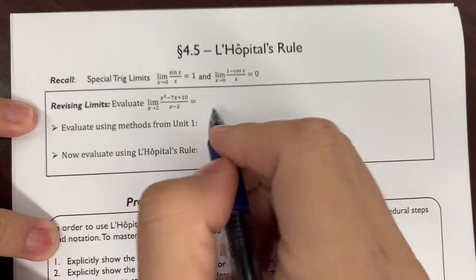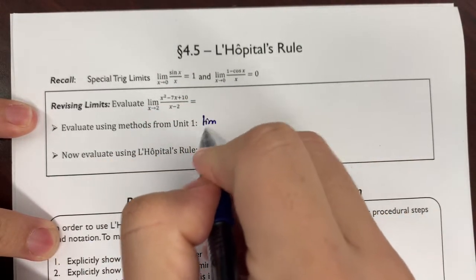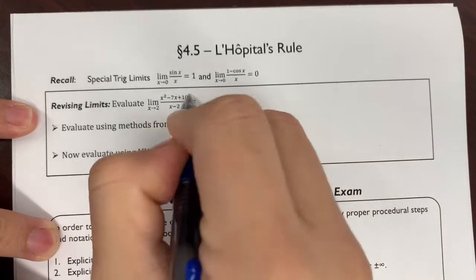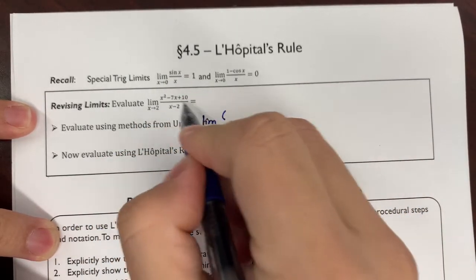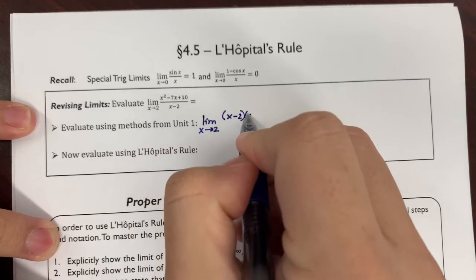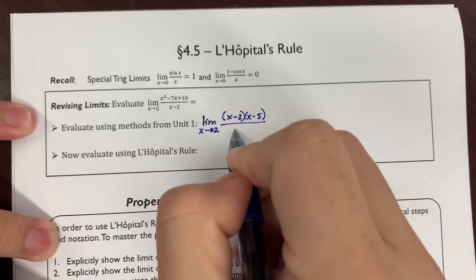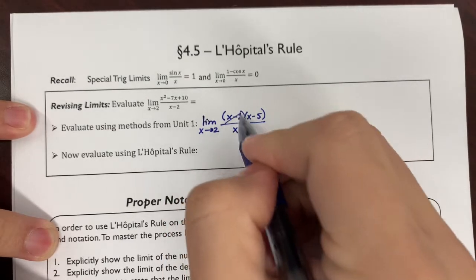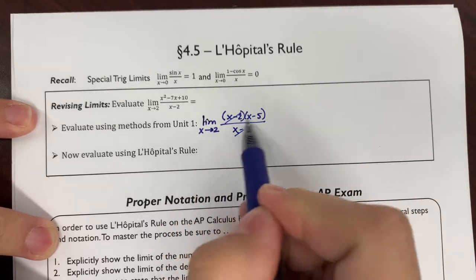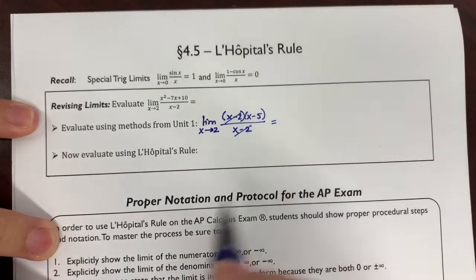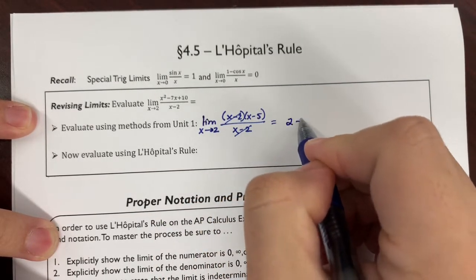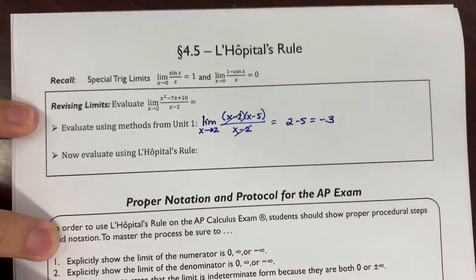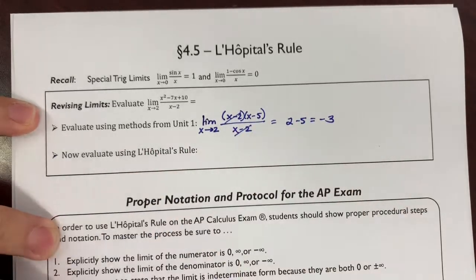You'll notice that this is something we can factor. The limit as x approaches 2, and if we factor the top into two numbers that multiply to positive 10 and add up to negative 7, we get x minus 2 and x minus 5, all divided by x minus 2. You can cancel the x minus 2's, and when you plug in 2, it's no longer indeterminate. We get 2 minus 5, which is equal to negative 3. On the other hand, we have L'Hopital's rule.